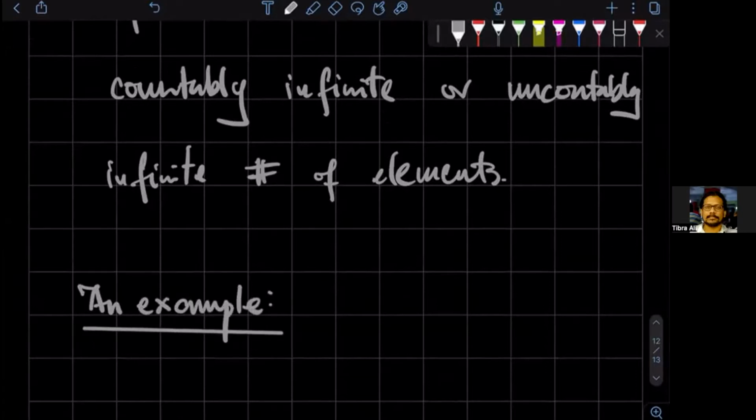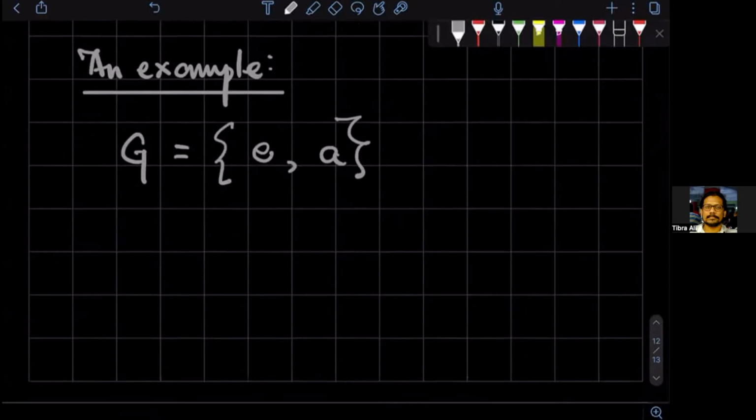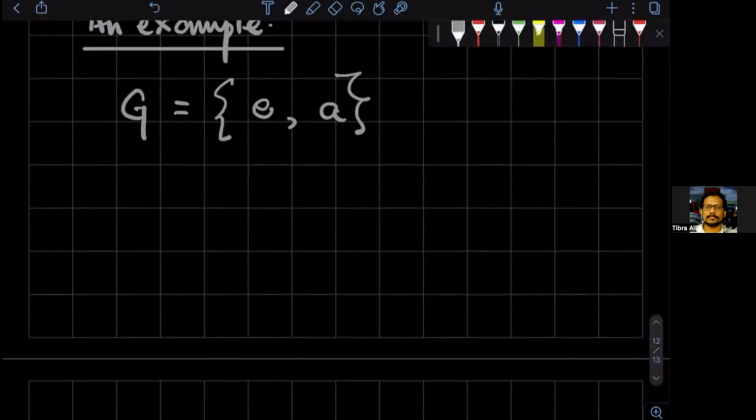So what is the example? The example is, let us take the set which consists of two elements, E and A, and which has a multiplication table. So this is a multiplication table.